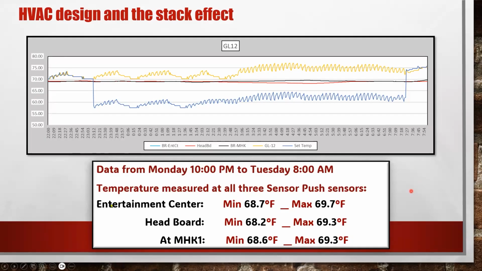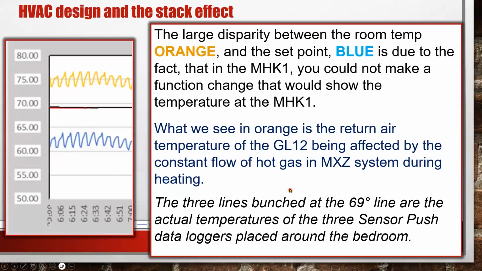They never varied for the entire first night, which this screen shows a time from 10 p.m. Monday to 8 a.m. Tuesday. It never varied from 68 to nearly 70 degrees. Not much of a change in the bedroom at all. And that I kind of expected. What I didn't expect is what we're going to see on this next slide. Well, the 2 more slides.